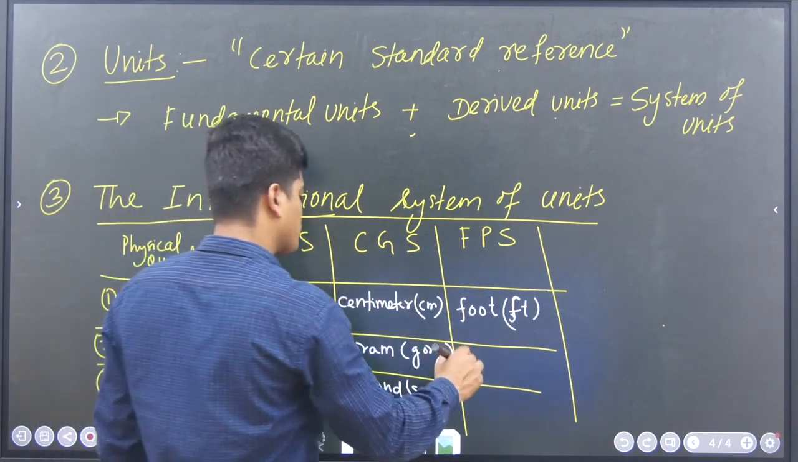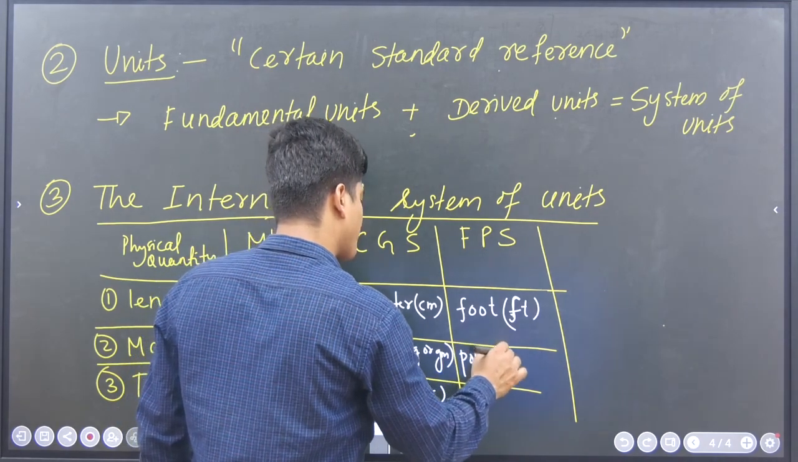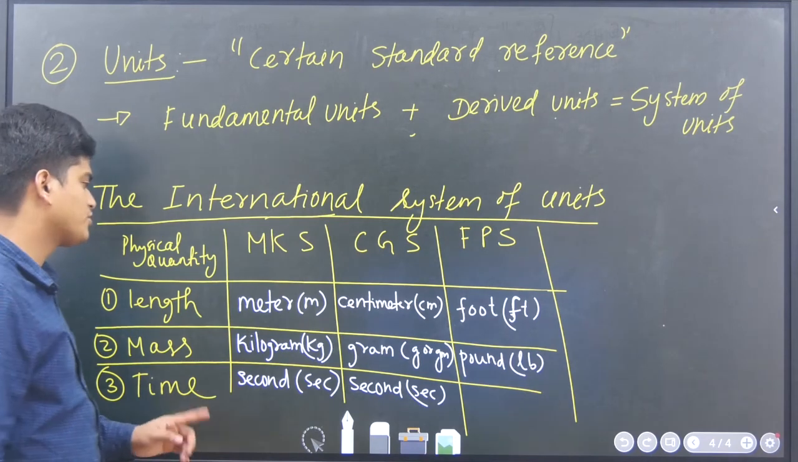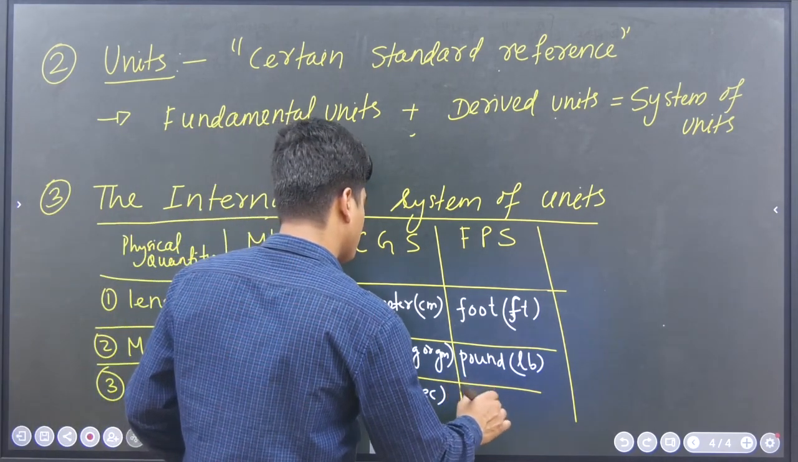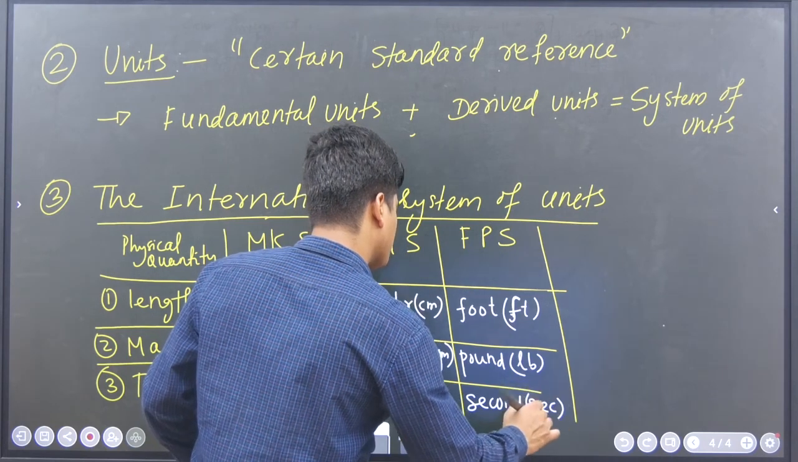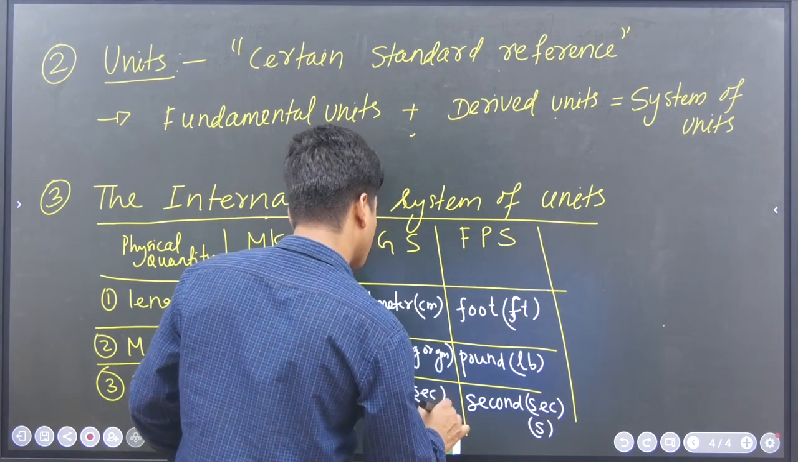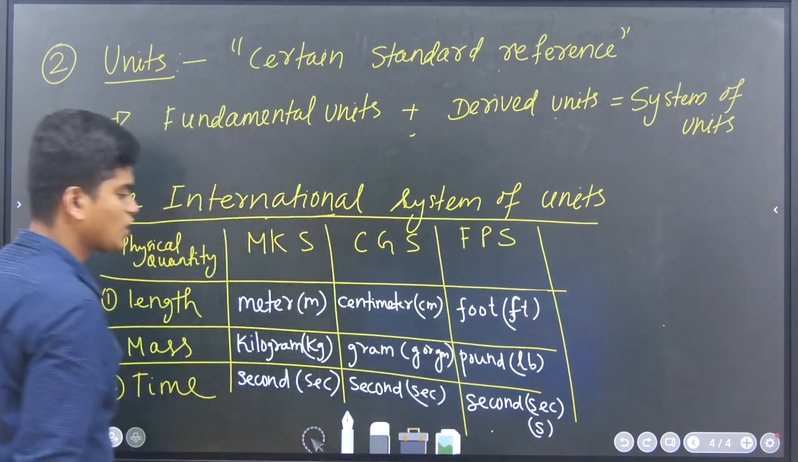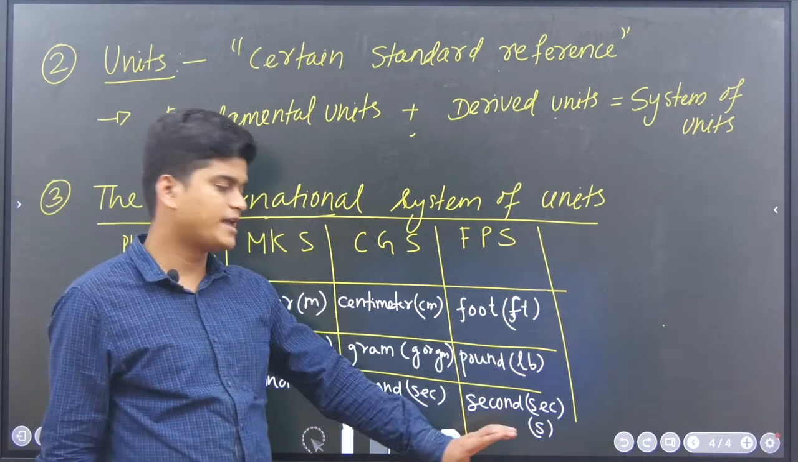And P stands for pound, so the symbol is given as LB. And S stands for time unit, that is nothing but second, or you can write SEC, or sometimes second can be written as S also. The second symbol you can give as S.